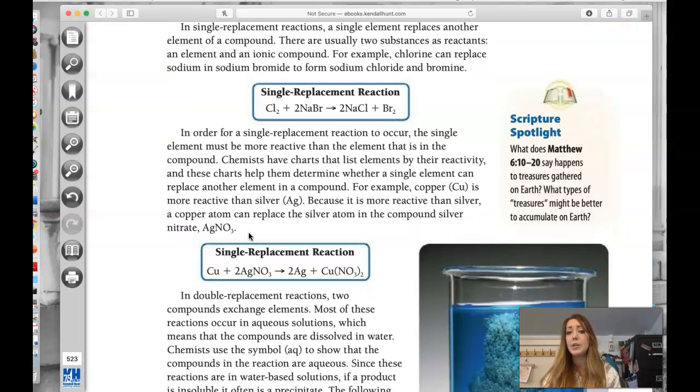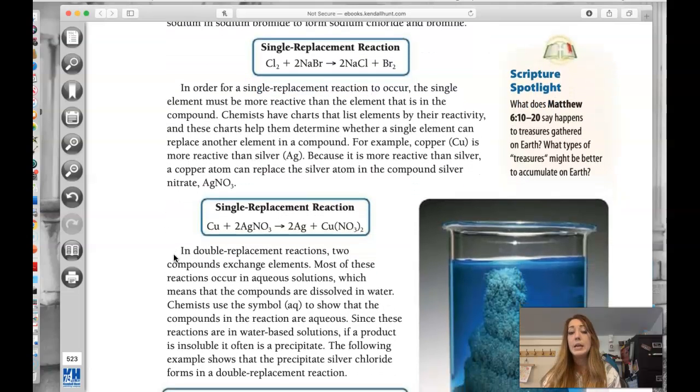In order for a single replacement reaction to occur, the single element must be more reactive than the element that is in the compound. Chemists have charts that list elements by their reactivity, and these charts help them determine whether a single element can replace another element in a compound. For example, copper is more reactive than silver, and because of that, a copper atom can replace the silver atom in the compound silver nitrate.